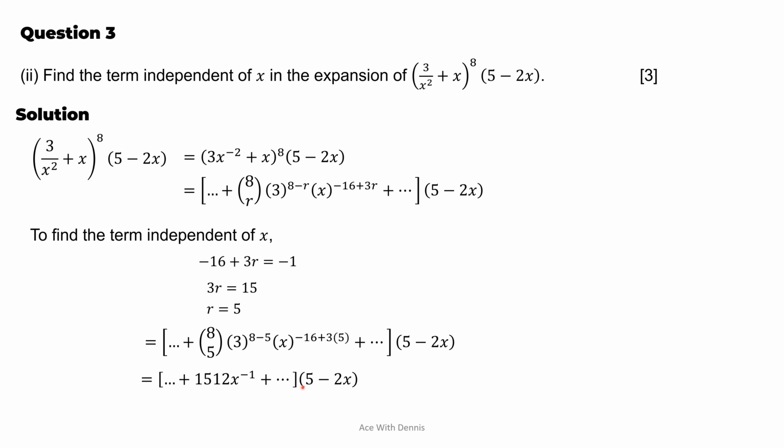Now can you notice that if I multiply this with this negative 2x, the x cancels out. So the term independent of x will be negative 2 times 1512, and the answer is negative 3024. And this is the answer.